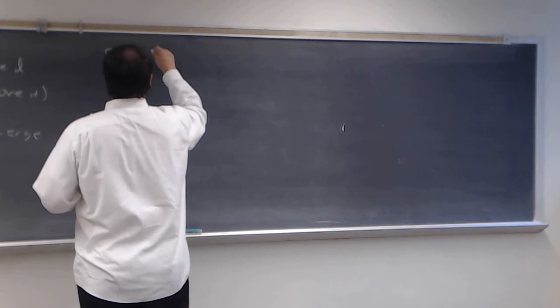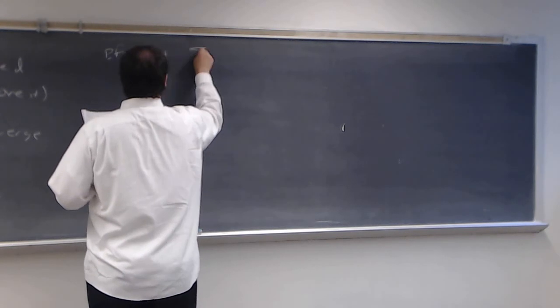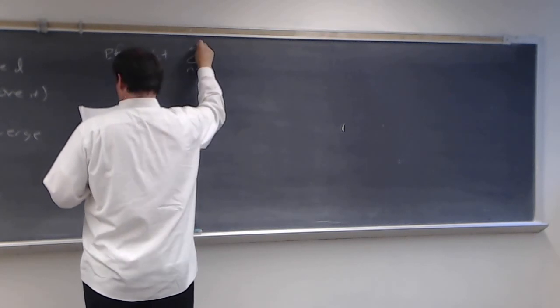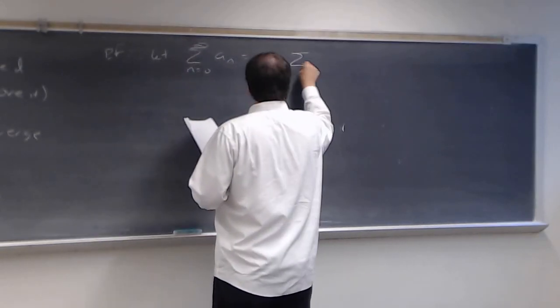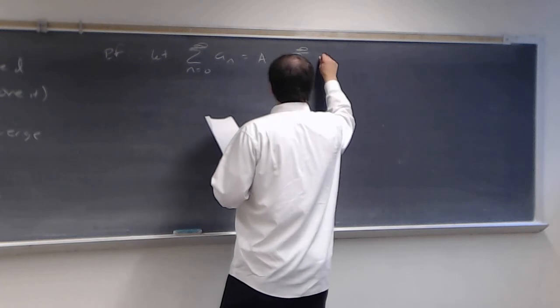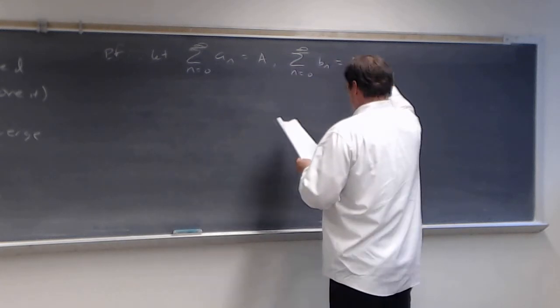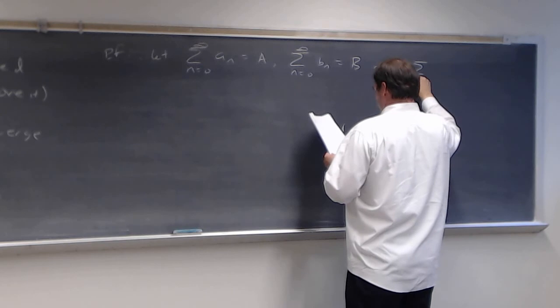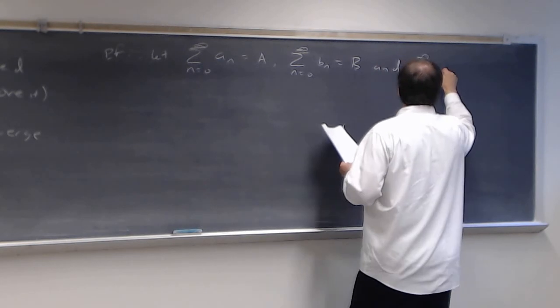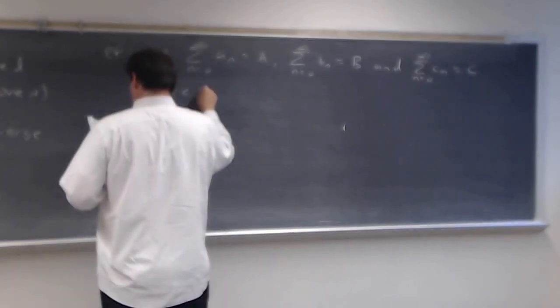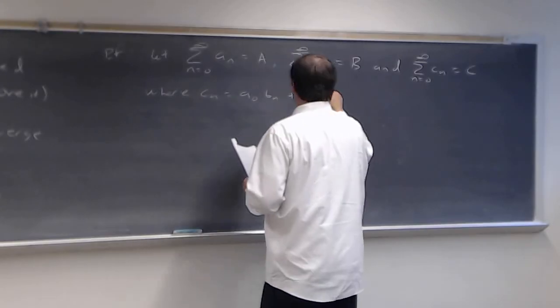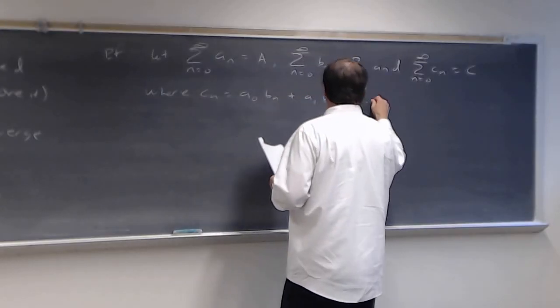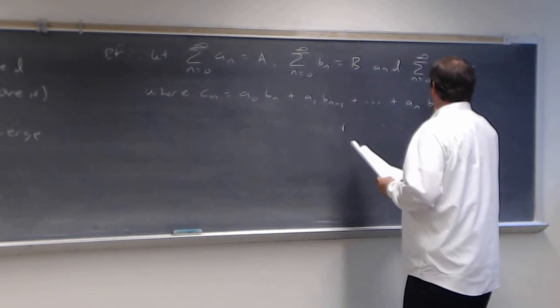Proof. We let the sum as n runs from 0 to infinity of a sub n equal A, the sum as n runs from 0 to infinity of the b sub n equal B, and the sum as n runs from 0 to infinity of the c sub n equal C, where the c sub n's are equal to a sub 0 b sub n plus a sub 1 b sub n minus 1 plus all the way up to a sub n b sub 0.